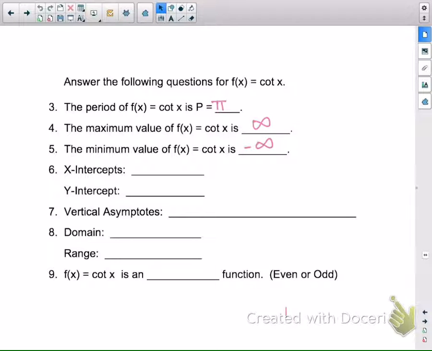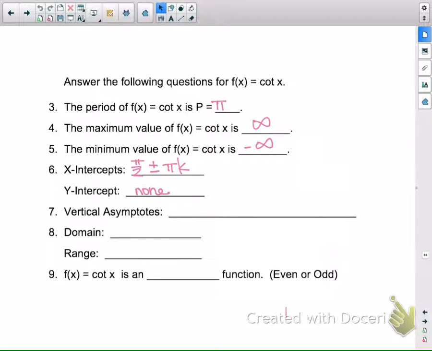These do have x-intercepts. Remember how we write those: we pick 1 and then we write plus or minus however often they occur. Where is the first good x-intercept for this? Pi over 2. And then they occur every how often? Every pi. If they happen at pi over 2 and the next one is at 3 pi over 2, that's pi apart. Y-intercept? None, because there is an asymptote on the y-axis.